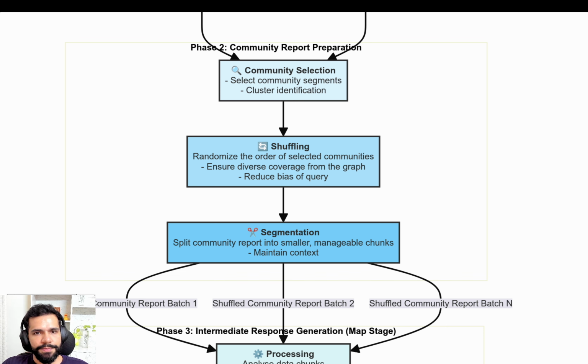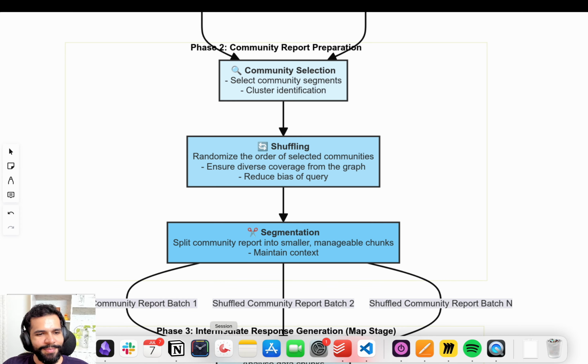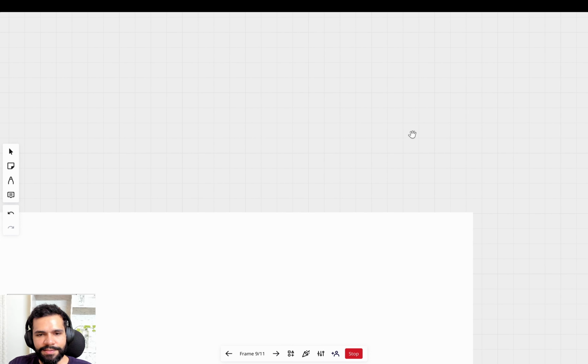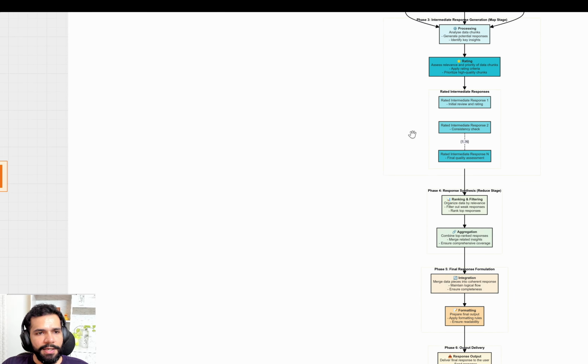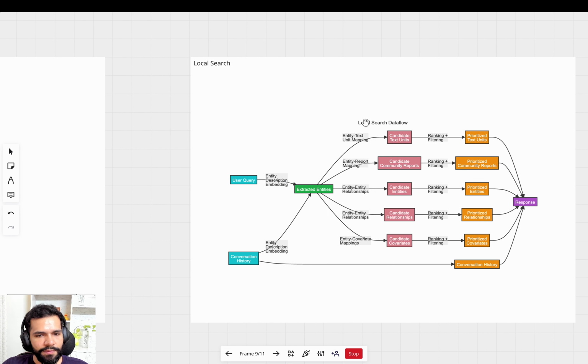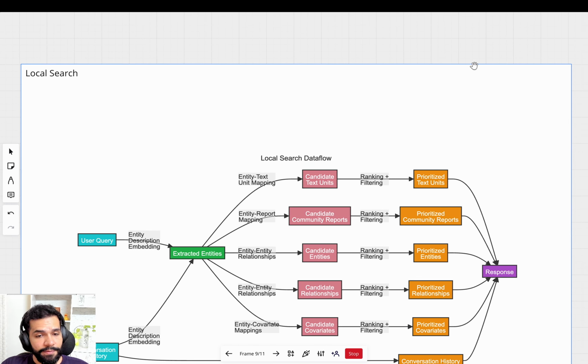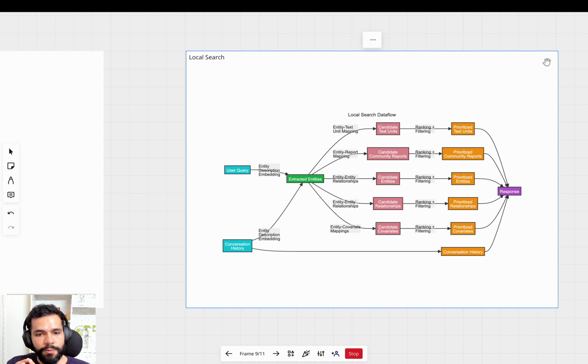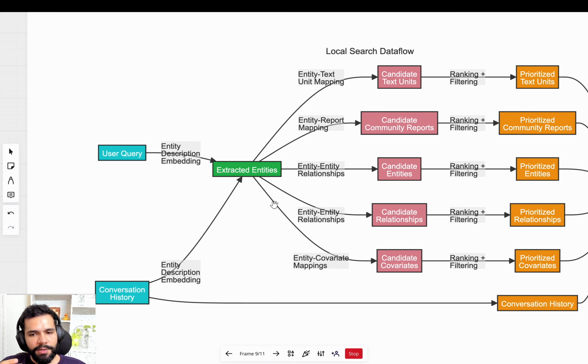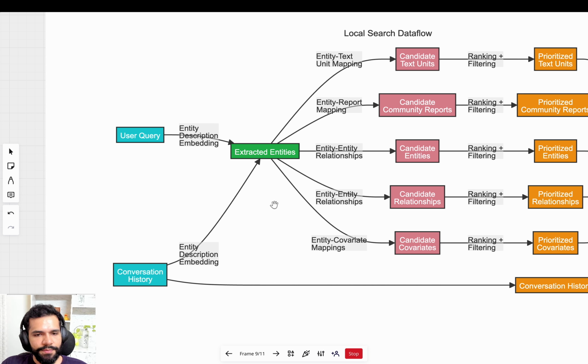Moving on to local search. Local search is somewhat theoretically familiar. It's still different. Just the very base of it, you might see that this is what we are aware of. So it starts again with user query and conversation history. The very first step, this is the unique one, we do entity description embedding. So upon receiving a query, the system identifies keywords and phrases and converts these into entity description embedding. This embedding represents the essence of the query.